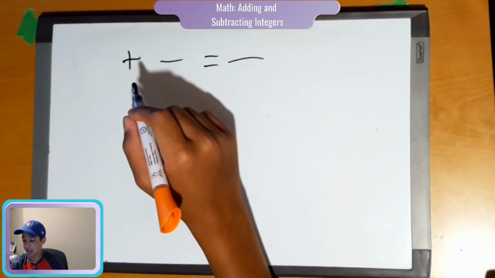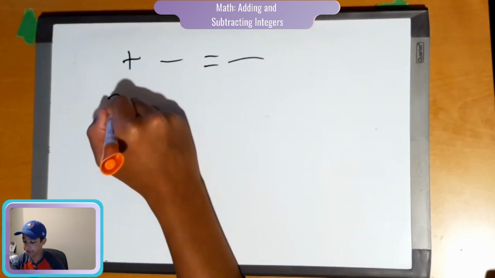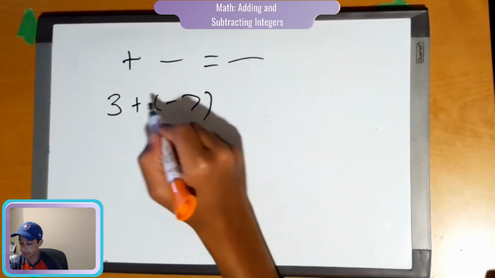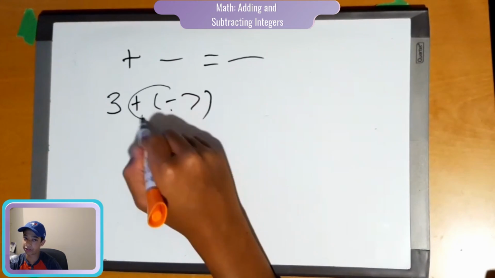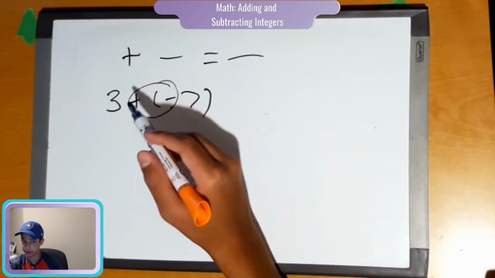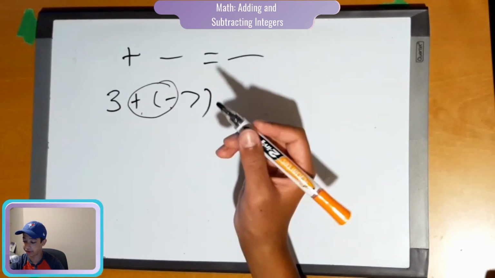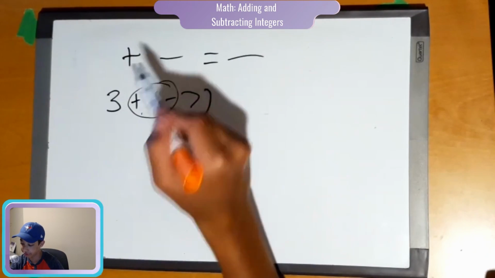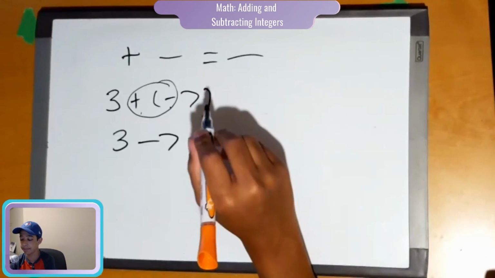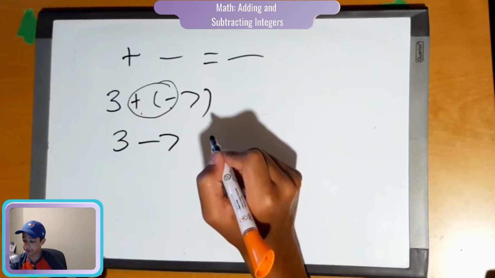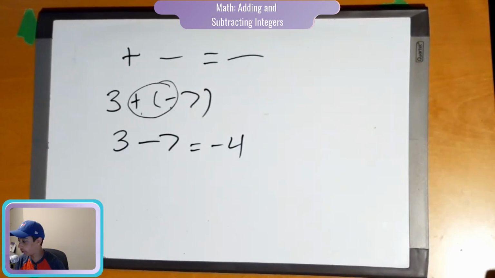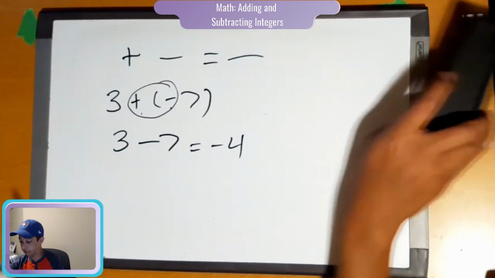So let's say I have 3 plus negative 7. Here we have a positive sign and here we have a negative sign. Now, the bracket's in the middle, but that doesn't matter. That's for good communication. So they are technically beside each other. And as we said here, when you have a plus and minus beside each other, we just end up with a minus. So what we're really being asked is 3 minus 7. And of course, 3 minus 7 is negative 4. Okay? So that's one of the tricks you need to remember.